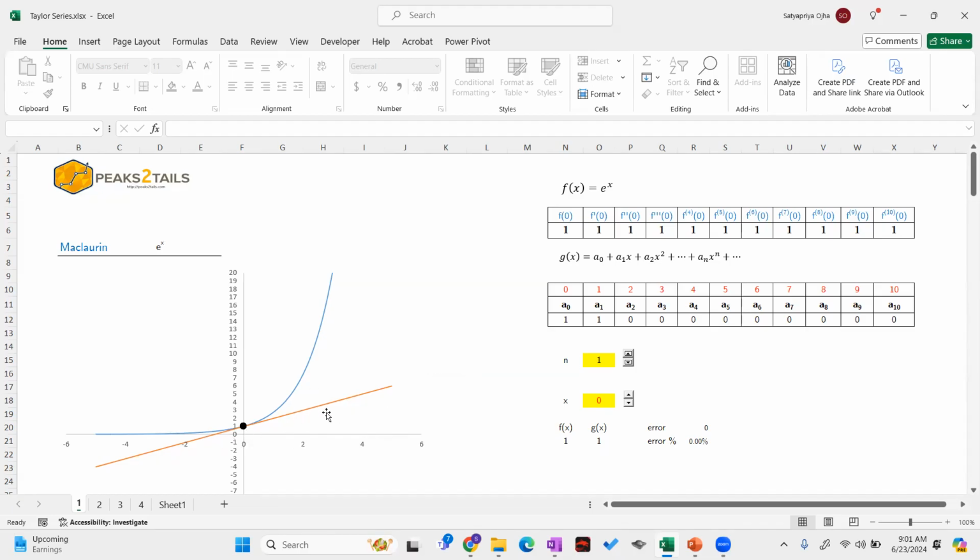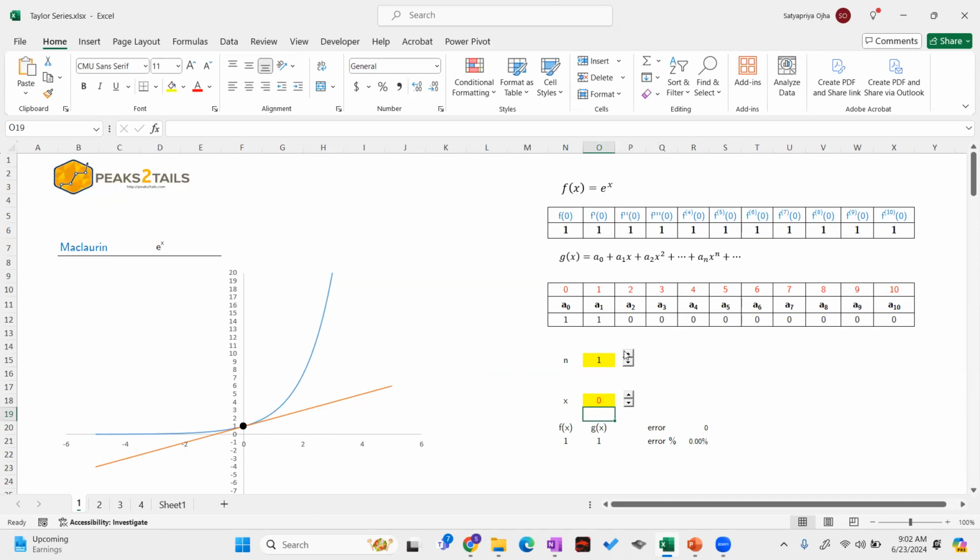Okay, so this one looks a little better. And if we move away, obviously there will be errors. But the error is less, only 26.42%. Less error, 59%. Go back.